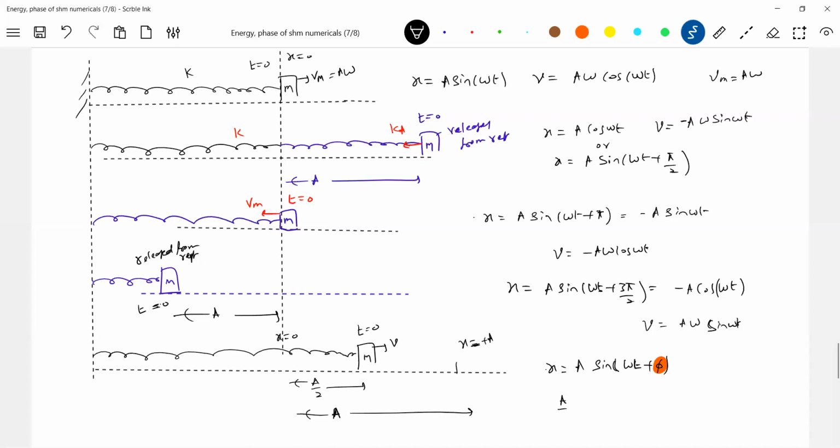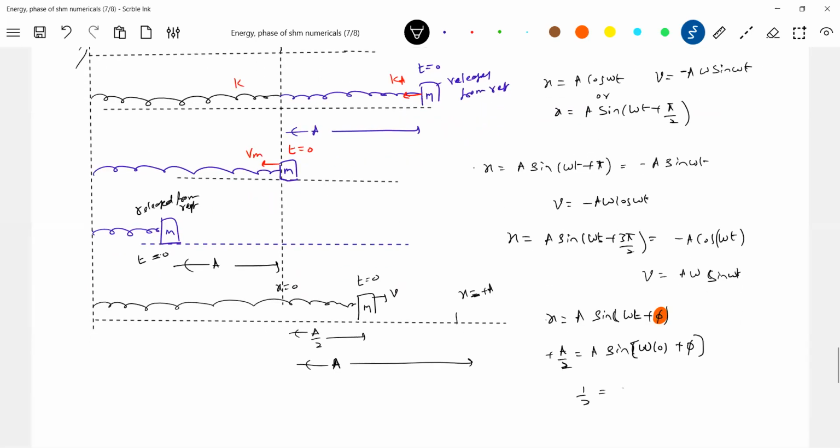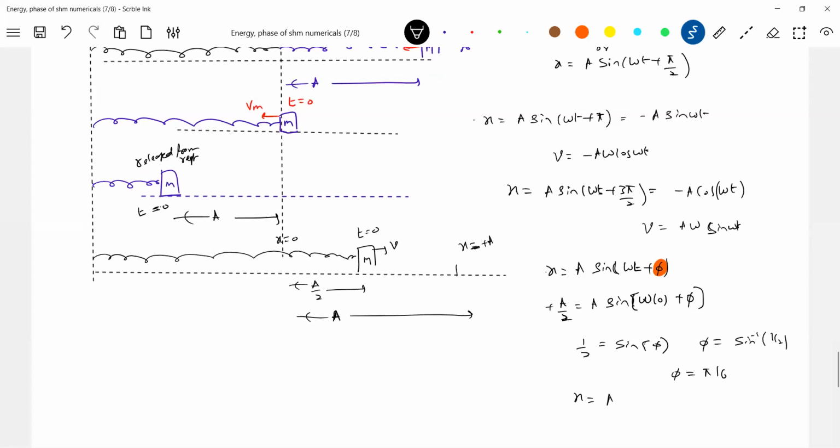So what is the value of x? Plus a/2, a sine omega into 0 plus the phase, which is the unknown thing. What is this? It will become 1 by 2 sine phi. So what is the value of phi? Sine inverse of 1 by 2. So what is the phase of this? Pi by 6. Then what is the equation of SHM? The equation of SHM is in fact A sine omega t plus pi by 6.